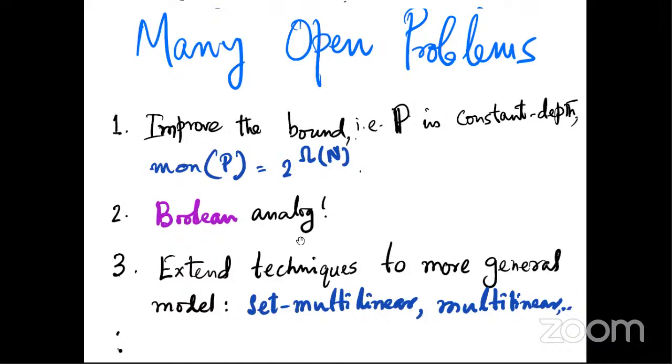The second interesting question is, can you prove the Boolean analog of this result? In the Boolean world, this is wide open. We don't even know whether general formulas with cancellations are exponentially or super-polynomially more powerful than monotone circuits. And the other one is, can our techniques be used to prove lower bounds against more general circuits, not just monotone circuits, but set-multilinear, non-commutative, multilinear, and so on.